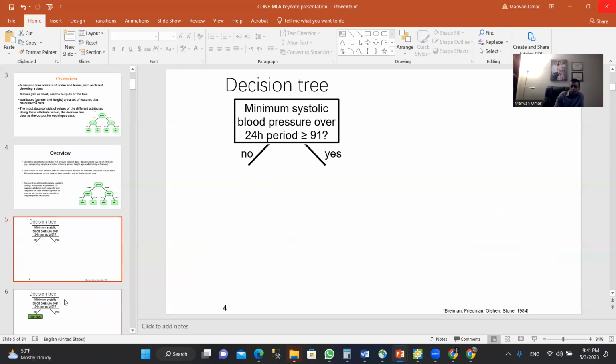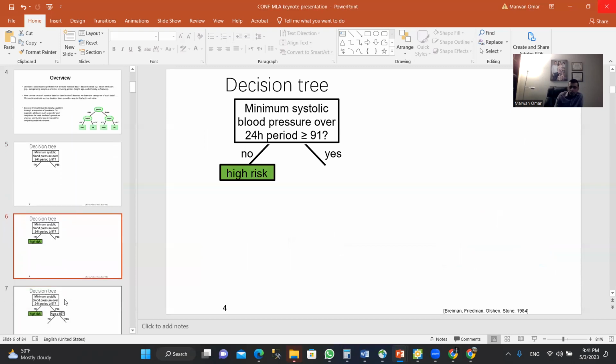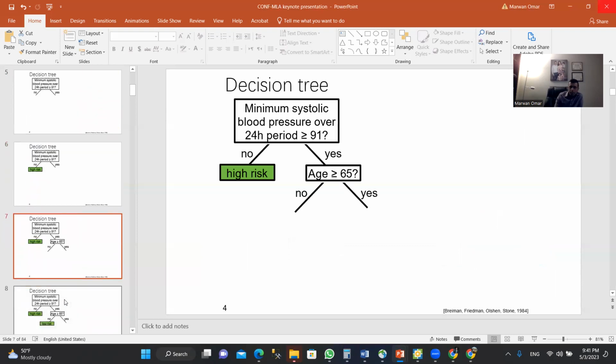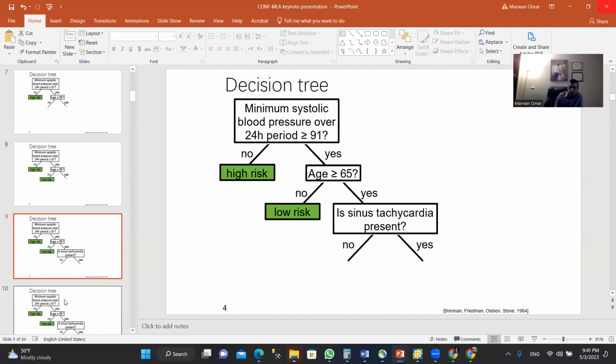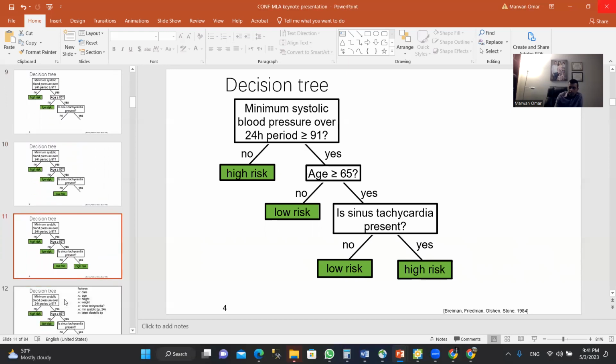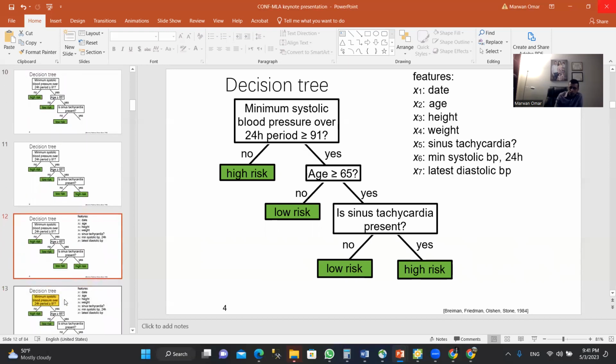So a decision tree, again, another example would be for the minimum systolic blood pressure. Over a 24-hour period, is it greater than 91? Yes or no. If it's no, then it's high risk. If it's yes, we are going to check the age. Is the age greater than or equal to 65? If it's no, then it will be low risk. If it's yes, then we ask another question. Is sinus tachycardia present? If the answer is no, then that person will be at low risk. If the answer is yes, then that patient will be at high risk.